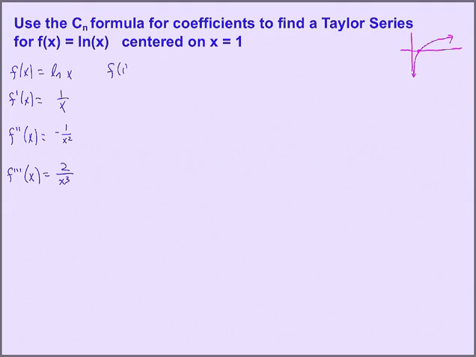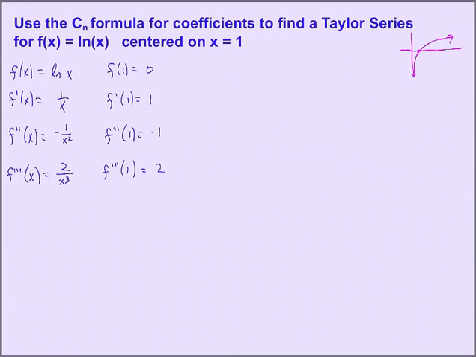We're going to evaluate all of these at 1. We know the ln of 1 is 0. We know 1 over 1 is 1. -1 over 1 is -1. And 2 over 1 cubed is 2. So that's enough. We see that the signs are alternating. Because remember, 0 could be -0 if we want it to be.